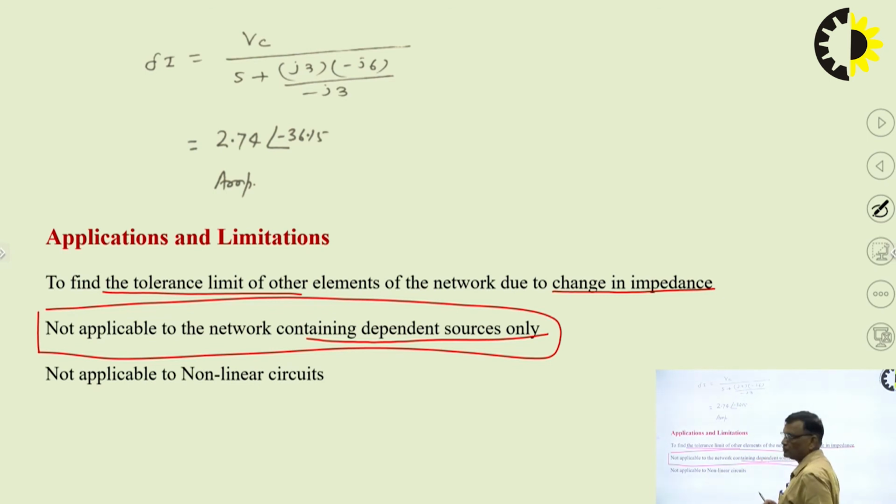Not applicable to nonlinear circuits. So what is a linear circuit and what is a nonlinear circuit? We have studied: a circuit is said to be linear if it obeys the principle of superposition. So what is the principle of superposition? If it holds the additive property and the homogeneity property, then it holds the principle of superposition, and the circuit is said to be linear, otherwise the circuit is nonlinear.